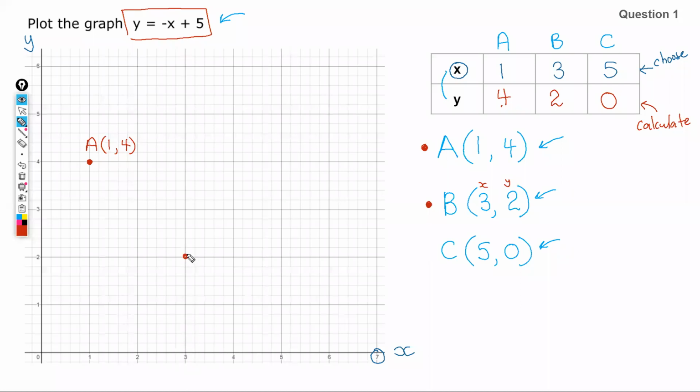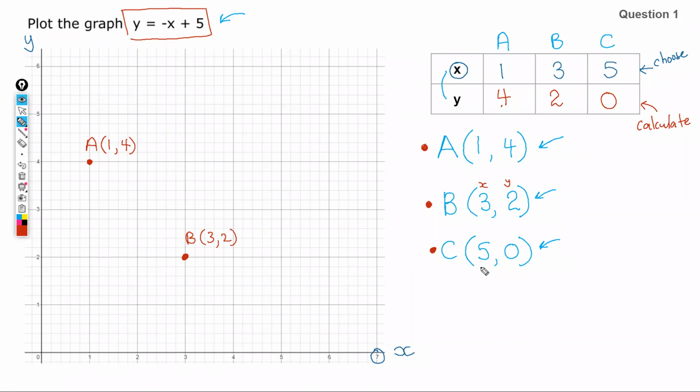And when I plot the point here, look at it. That red dot is hovering over 3 on the x-axis and in line with 2 on the y-axis. So I'll put the information next to it so the examiner can't find any excuse to take away marks from me. Now the next one, point C, has the values (5, 0).